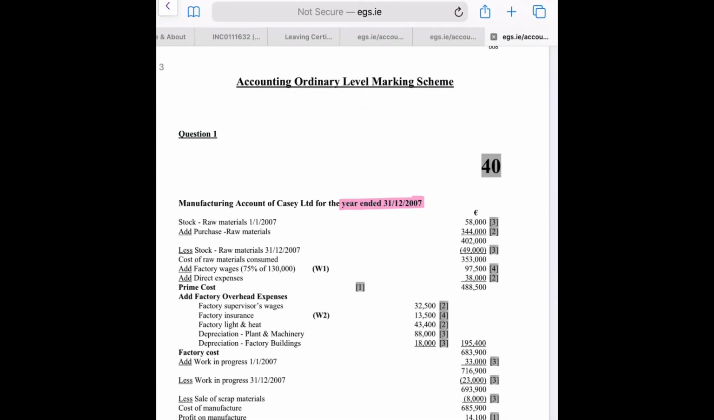Then you're adding your purchases, that's coming straight from the trial balance as well, €344,000. Then you're taking away your closing stock of 49,000, and that is coming from underneath the trial balance where you get your closing stocks. And you know it's closing stock there from the 31st of the 12th, okay? And that's your cost of raw materials consumed. So your opening stock plus your purchases minus your closing stock, and that's your cost of raw materials consumed, or if you want to say used, that's fine either way.